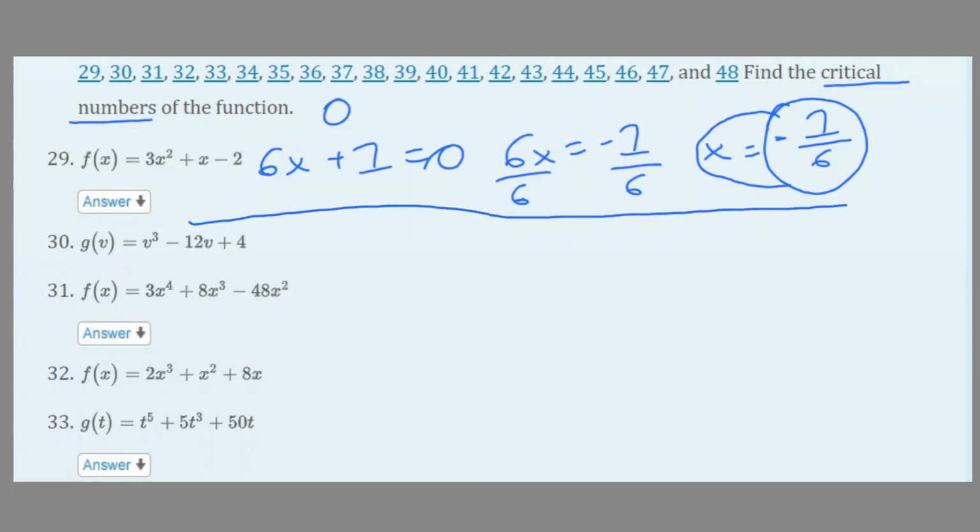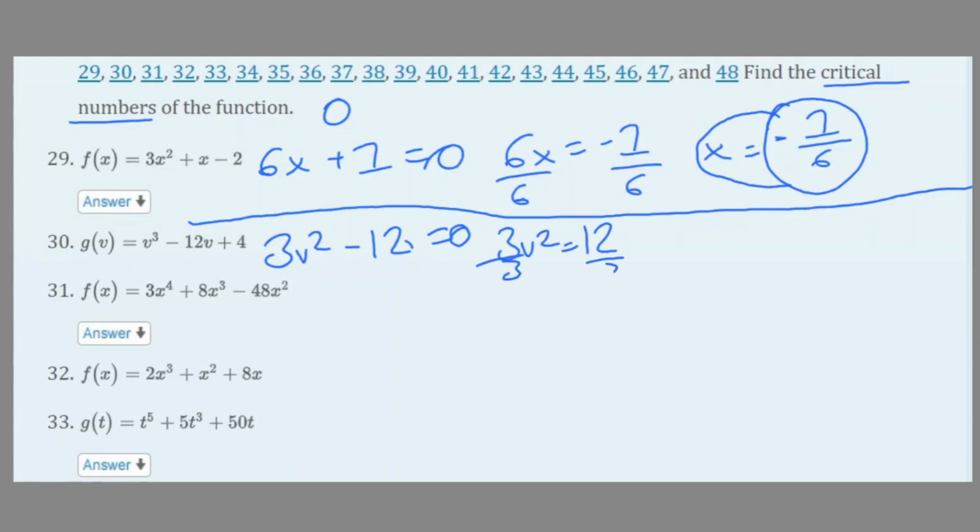Number 30 is v cubed minus 12v plus 4. So again, we're going to find the derivative using the power rule. So we're going to have 3v squared minus 12. And now what we're going to do is set it equal to 0. So we can move the 12 to the other side. So we're going to have 3v squared equals 12.